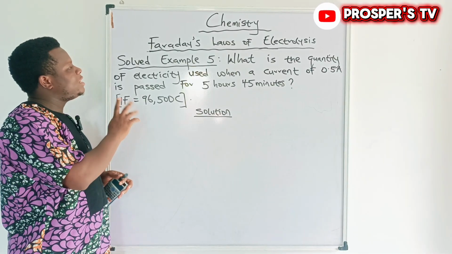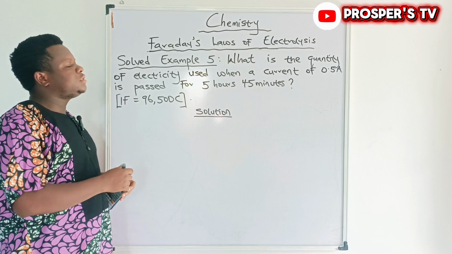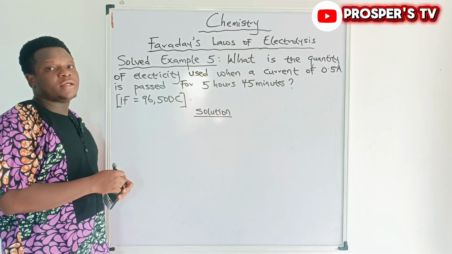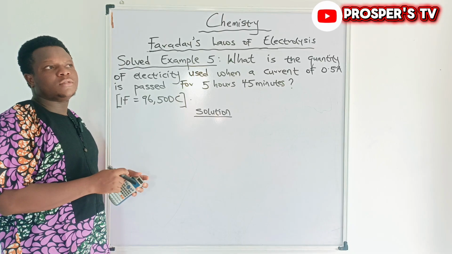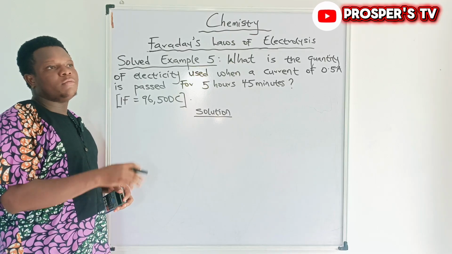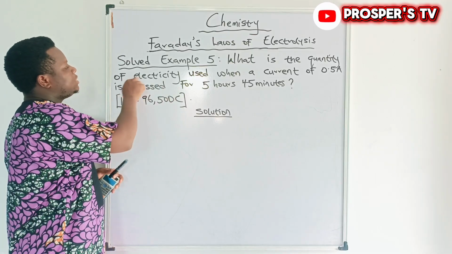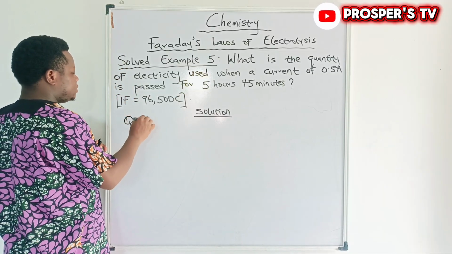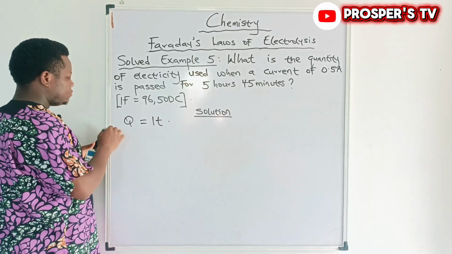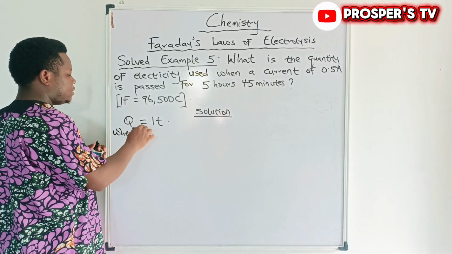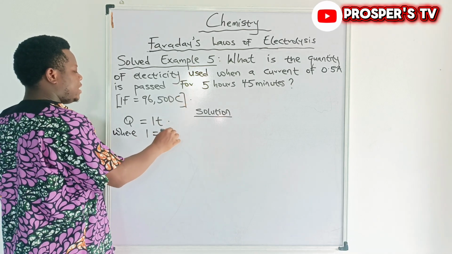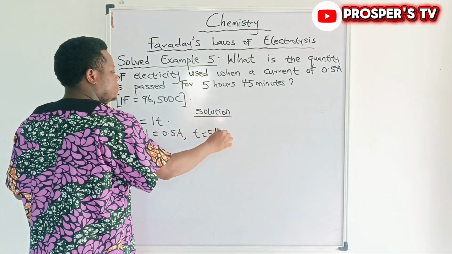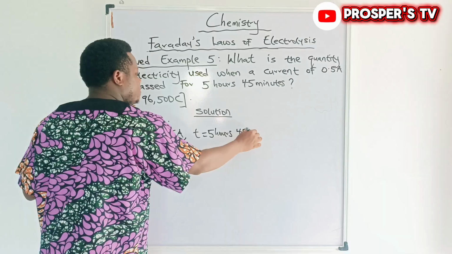All right. Now, let's look at example 5. What is the quantity of electricity used when a current of 0.5 ampere is passed for 5 hours, 45 minutes? So this question is not asking us for amount, mass, or volume, so we're not making use of those formulas. Rather, they're asking us for quantity of electricity, which is capital letter Q. To calculate quantity of electricity, the formula is current times time. In this case, the question gave us the current to be 0.5 ampere, and the time was given to be 5 hours, 45 minutes.